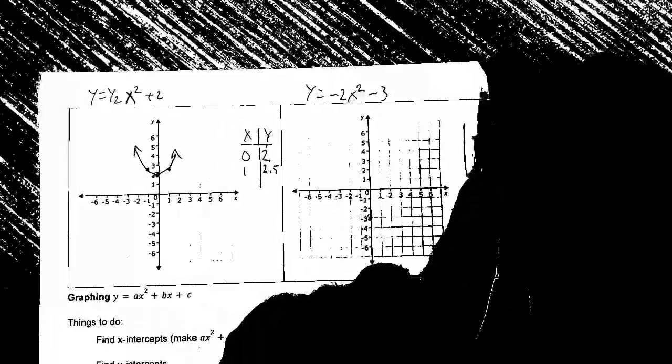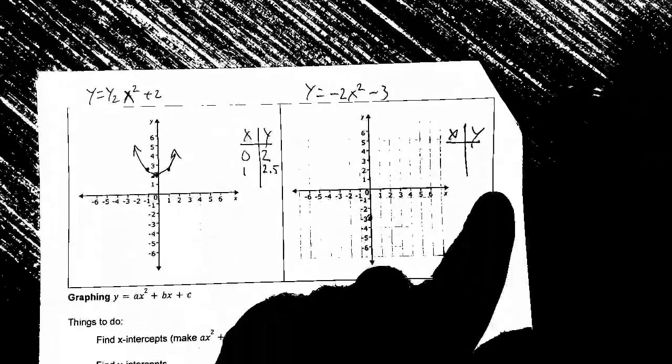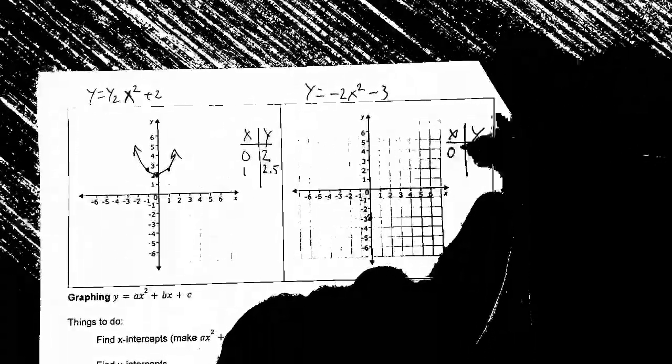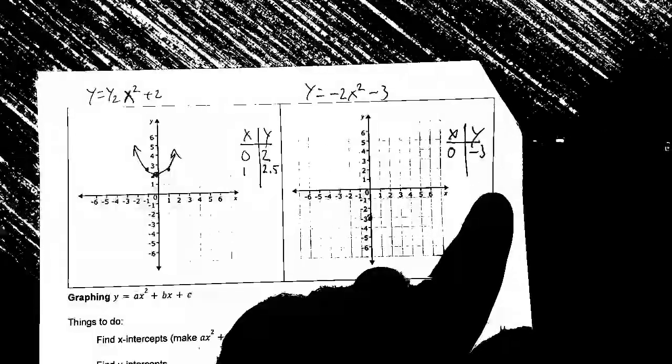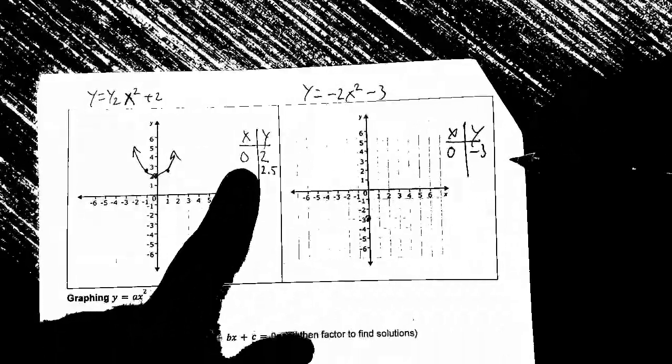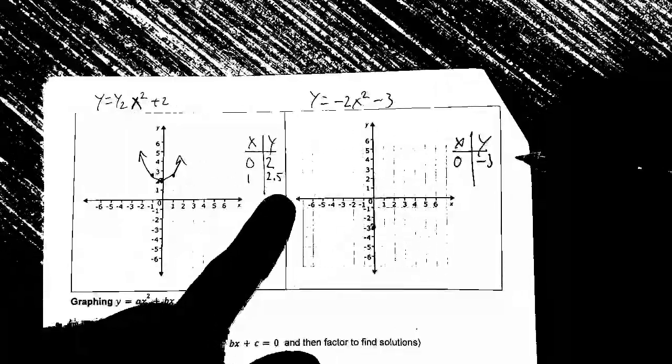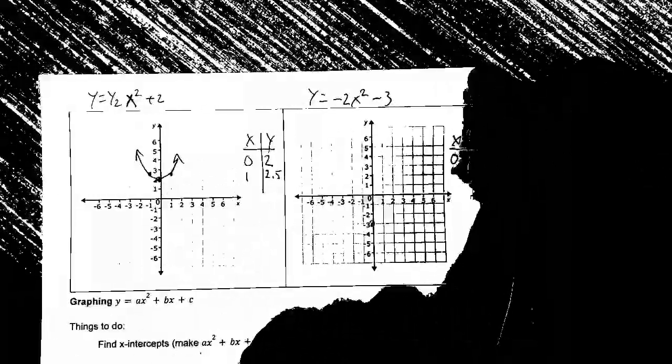And on the right side, same thing. I don't get 0, 1. You did not plot that. Yes, you did. So 0, 2 is 1 point. 1, 2.5 is the other. You're good. Okay.